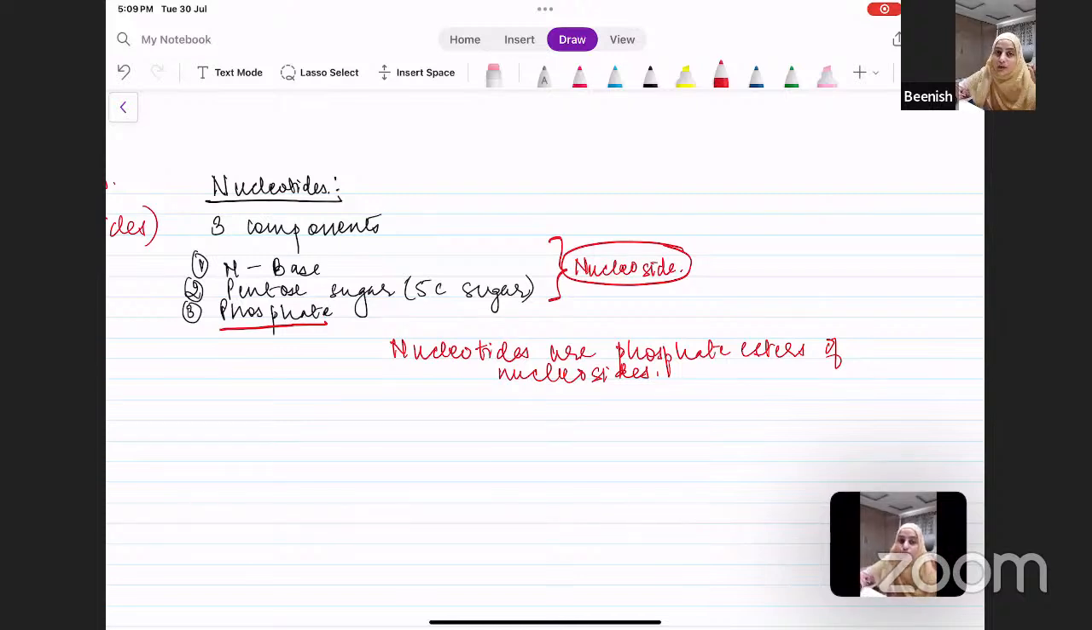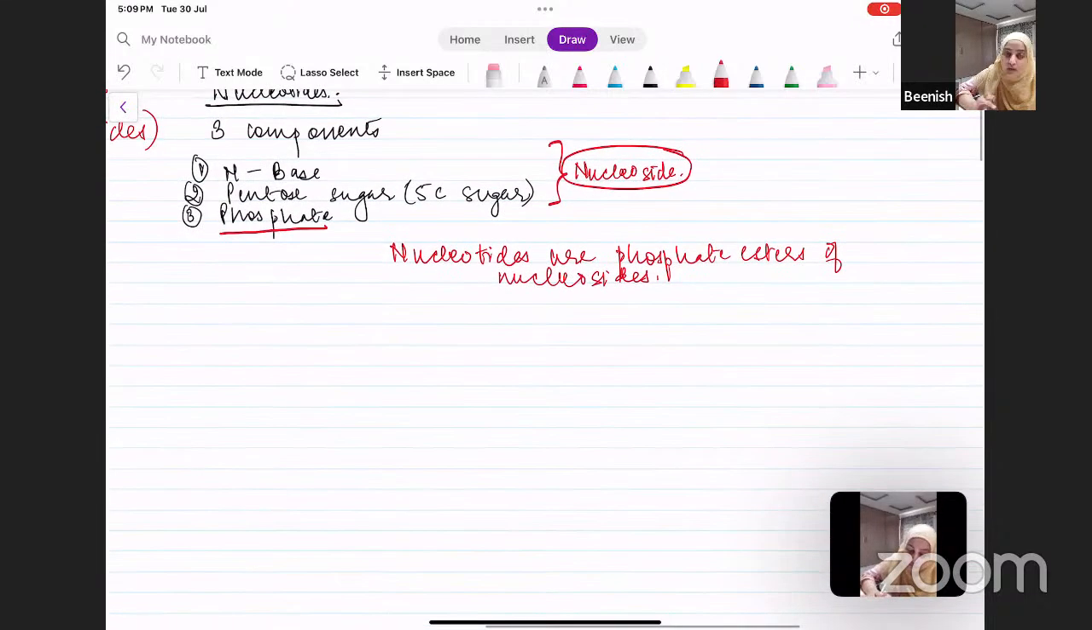And your nitrogenous base, when it is just attached to the pentose sugar, forms a unit which is known as nucleoside. Now, to this nucleoside, when you add a phosphate by an ester bond, you end up with a nucleotide. So you can also define nucleotides as phosphate esters of nucleoside. Okay, I think this is very simple.